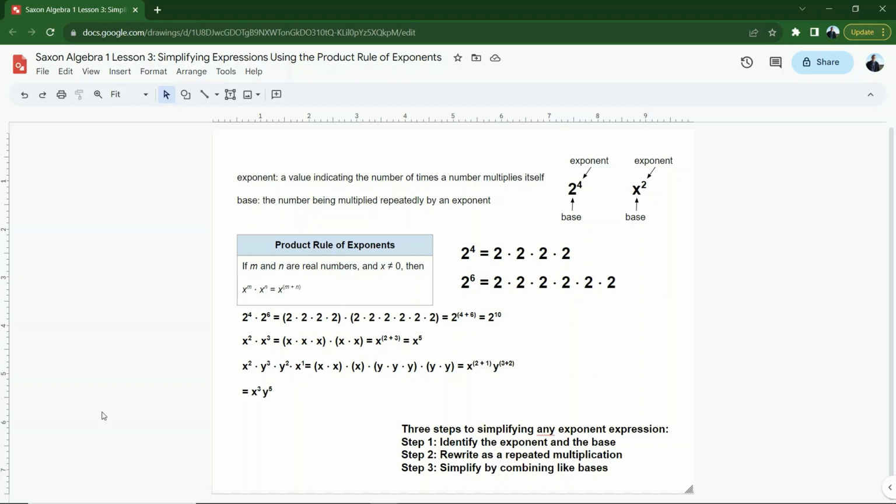And then step 3 is simplify by combining like bases, adding together the number of times you're multiplying. So I'm looking at that last problem, y's. There were 5 y's being multiplied together in my expanded section. So I should end with y to the 5th, or x and x to the 3rd, because there were 3 x's.